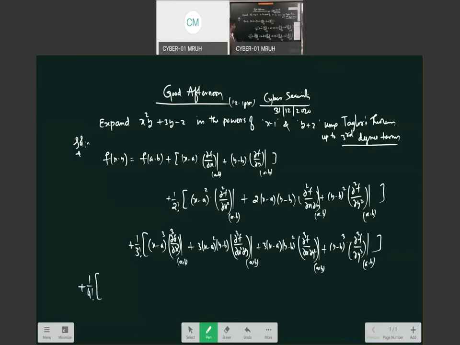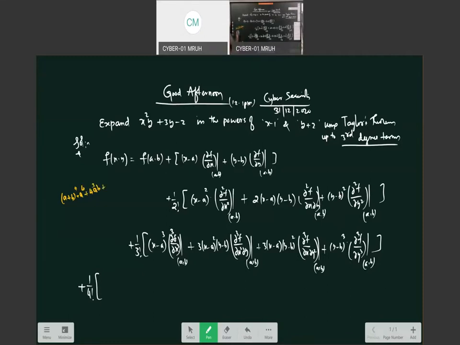So then I need to write the expansion for (a plus b) whole power 4. What is (a plus b) whole power 4? I can write over there for the reference. So (a plus b) whole power 4, the standard formula I'm writing: 4c0 is 1, a power 4, b power 0, plus 4c1 is 4, into a cube into b, plus 4c2.